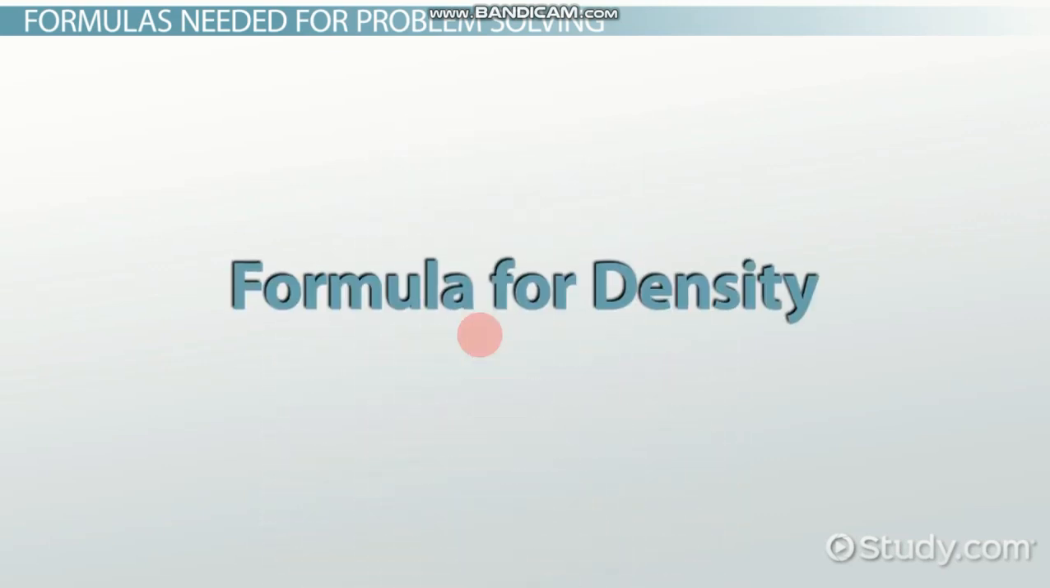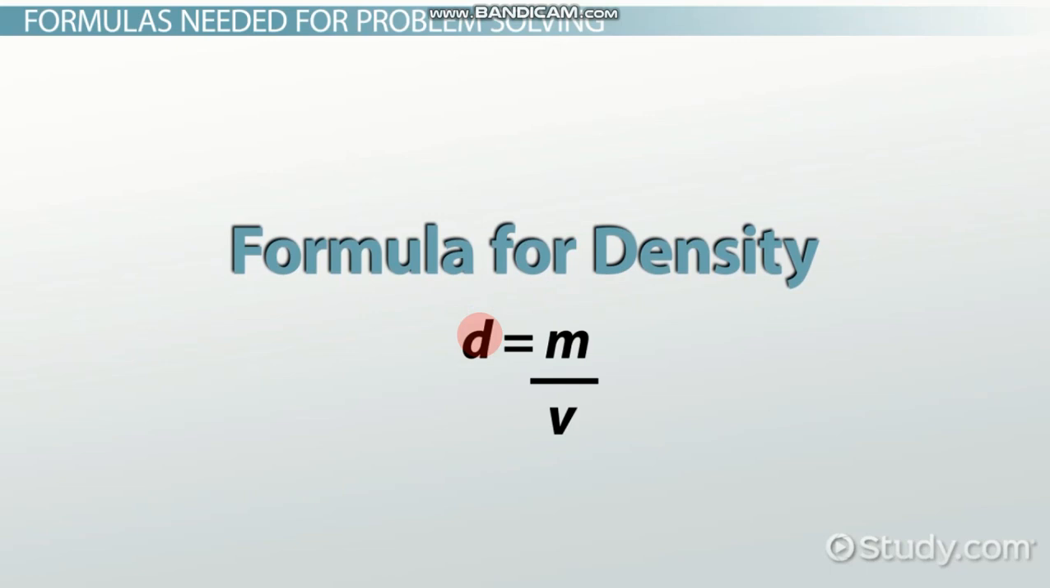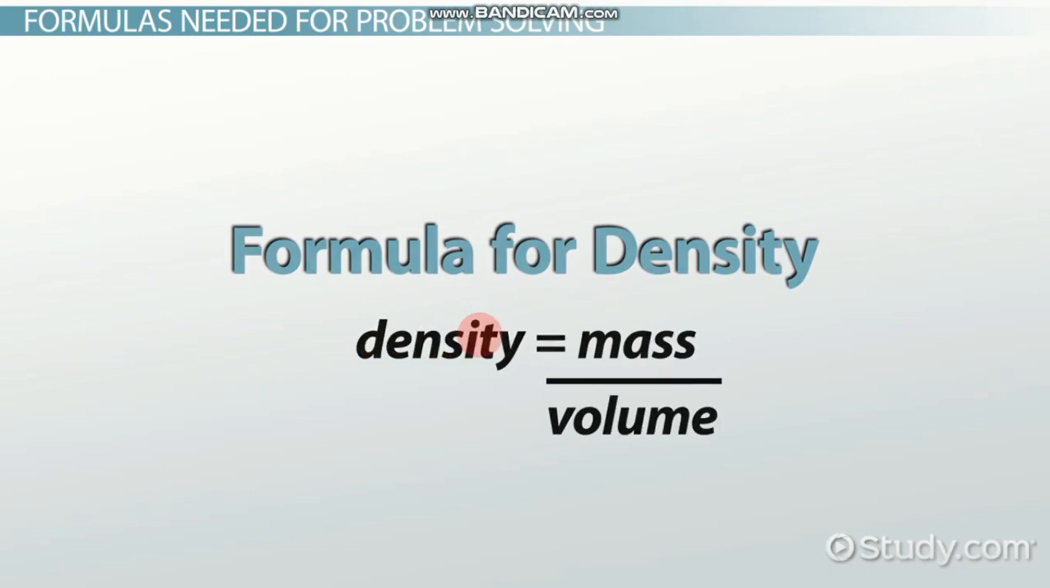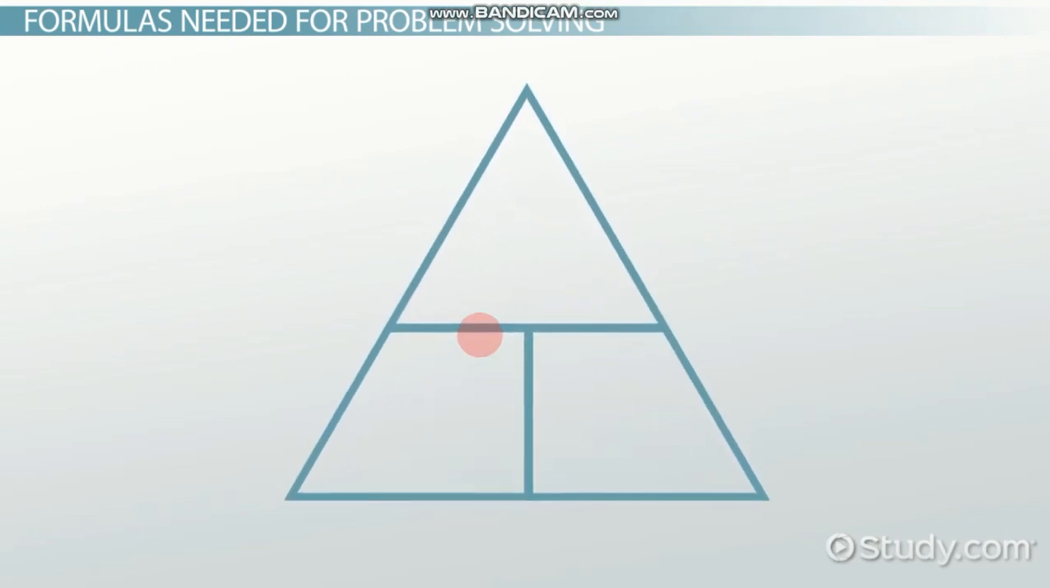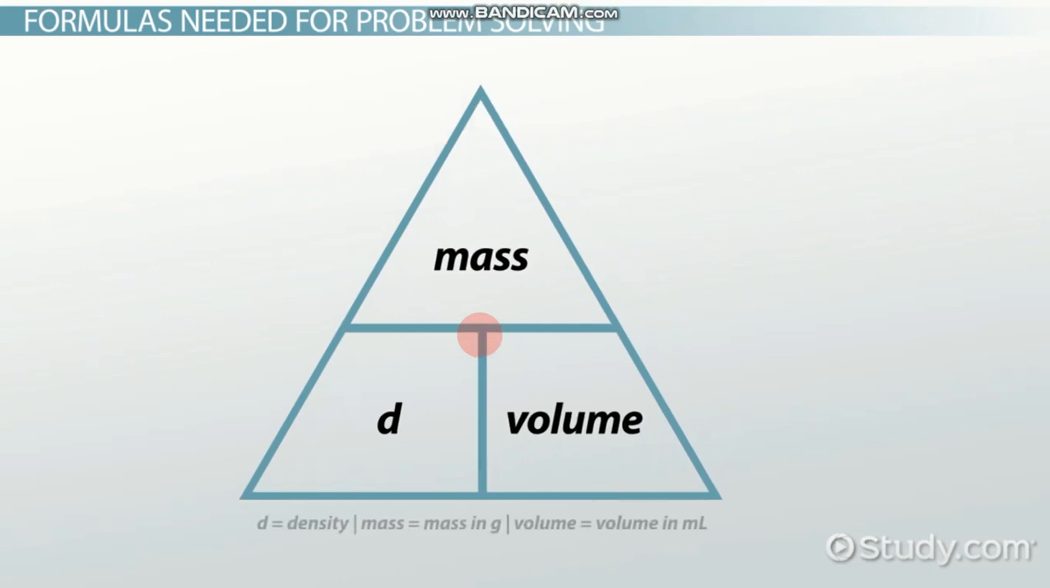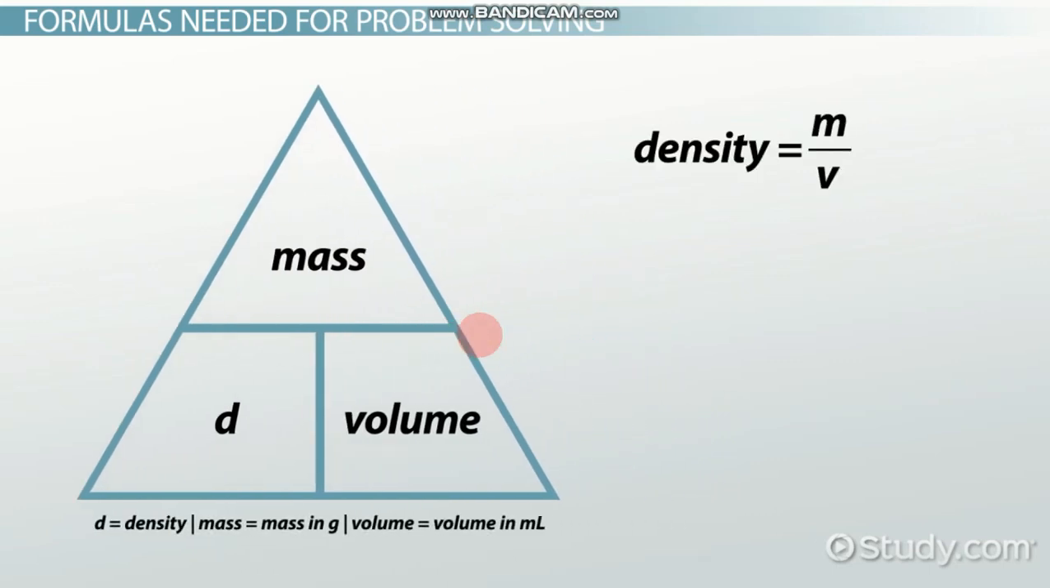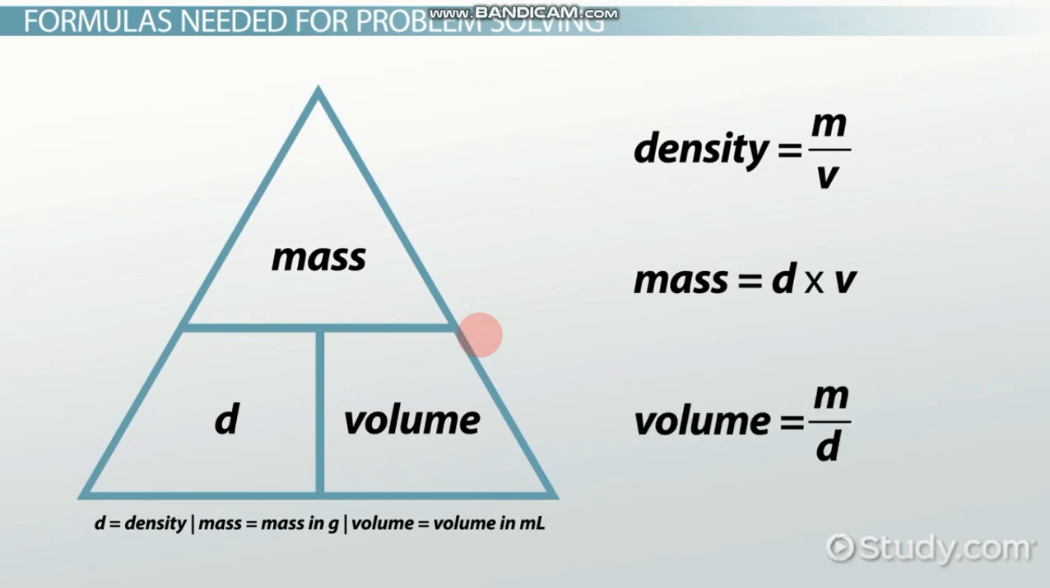In problem solving involving molality, we sometimes need to use additional formulas to get to the final answer. One formula we need to be aware of is the formula for density, which is d equals m over v, where d is density, m is mass, and v is volume. Let's use the density triangle as another way to remember. You can use the placement of the letters in the triangle to know how to find the value for any of the variables. Density equals mass over volume, mass equals density times volume, and volume equals mass over density.